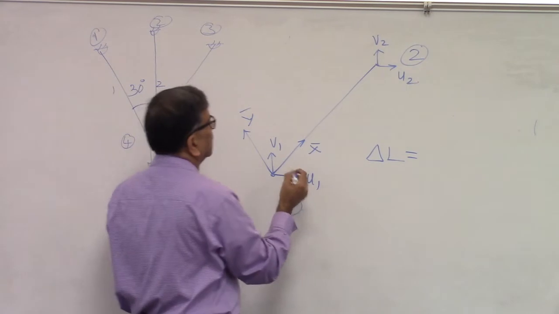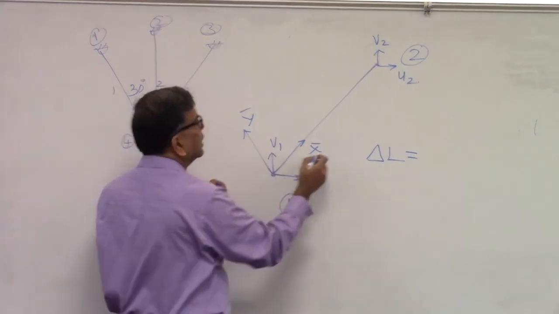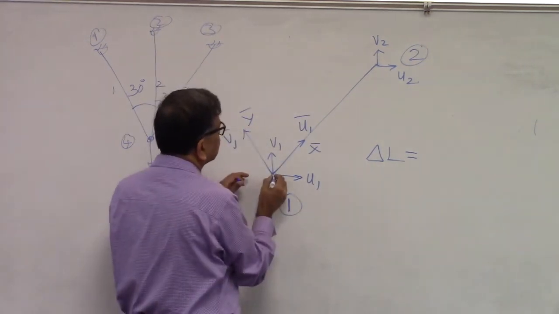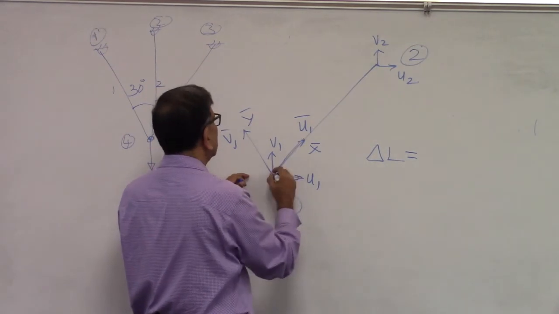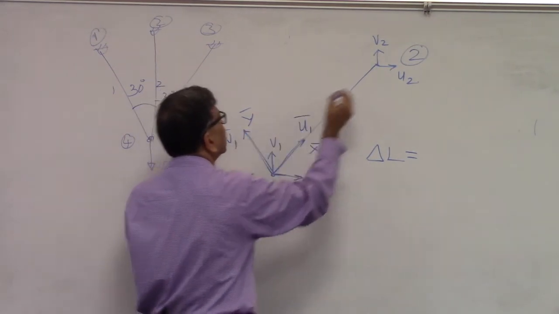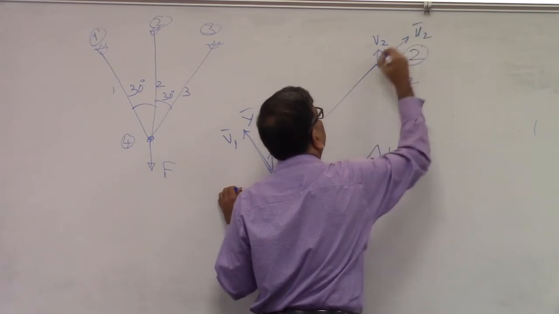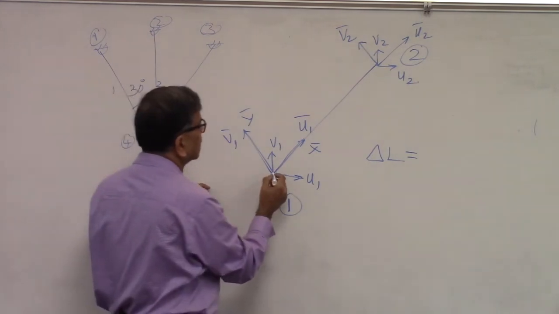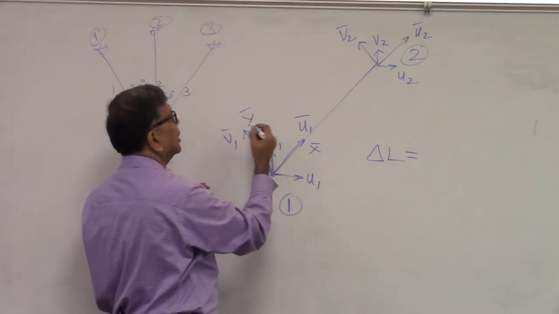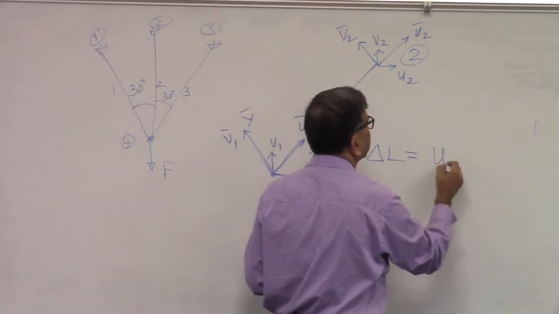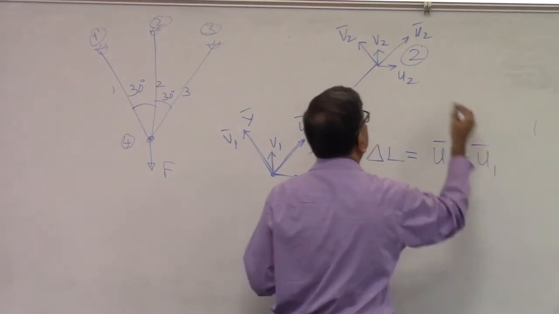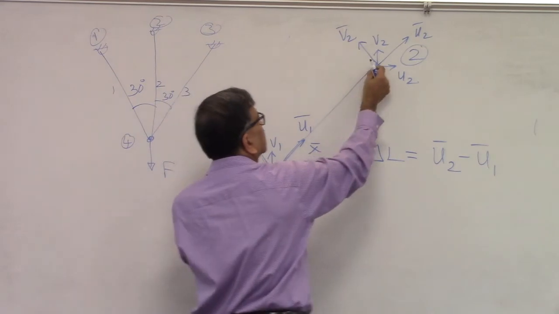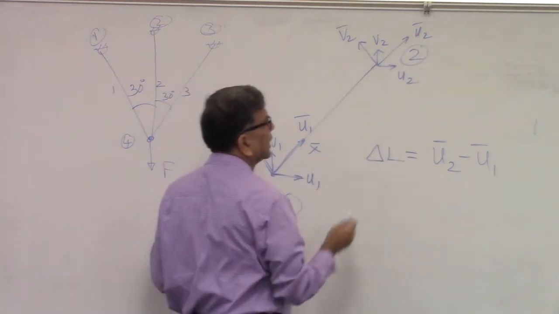Y bar is perpendicular. The same degrees of freedom, U1 and V1, can be resolved as U1 bar, V1 bar, and then U2 bar, V2 bar. Any vector can be resolved in any coordinate system you want, so U1, V1 or U1 bar, V1 bar are the same thing. Delta L is basically U2 bar minus U1 bar, the displacement along the length of the bar, so it is the elongation.